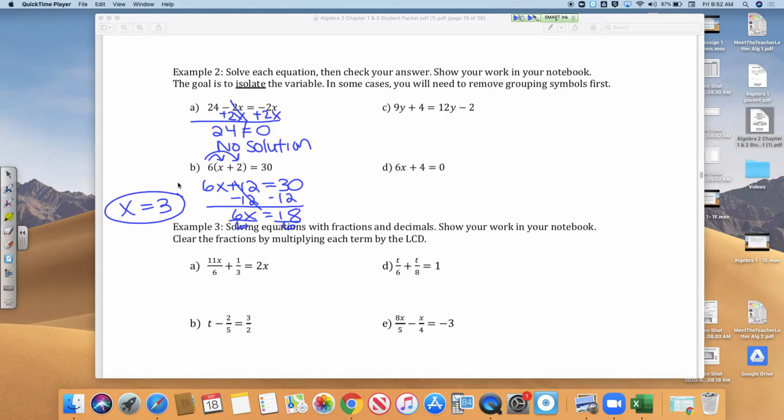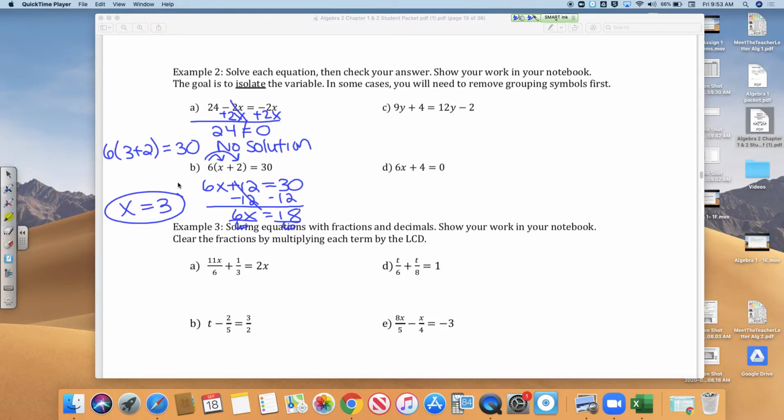So what I mean by that is replace 3 in for x. So it would be 6 parentheses 3 plus 2 equals 30. Now, once we replace the number in, we can use the order of operations and not have to distribute.